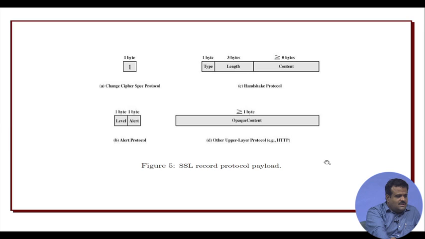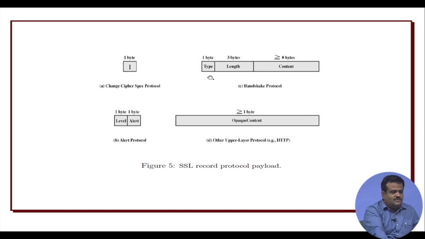So, this we have seen, the change cipher specification protocol and the handshake protocol. We have type, length and content. The type means one of the types of the message, like we have 10 types. To indicate that we use this field, which is one byte, then we use this field to indicate the length of the message, and this is the message. So, this is the handshake protocol.